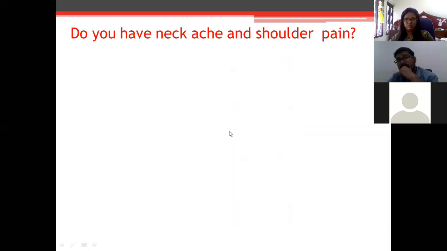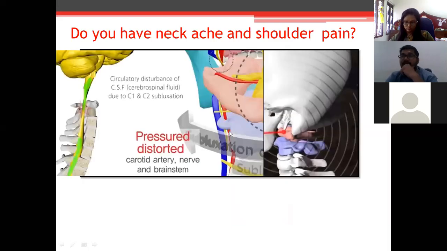And what are the changes happening in the C1? Suppose you have a faulty restoration like FPD or even a small class 1 cavity preparation, there will be a subluxation in the C1 C2 junction. So due to this subluxation of C1 C2 junction, what happened? The pressure distortion to the carotid artery, nerve, and brainstem will change, and the circulatory disturbance also will change.